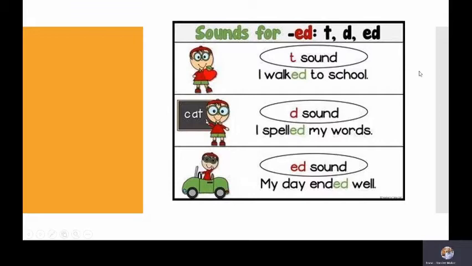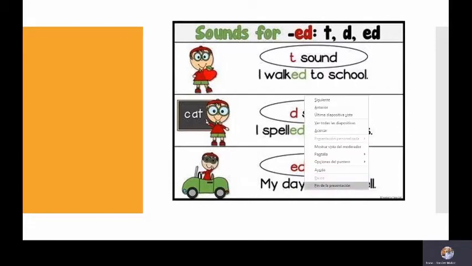For example, t as in I walked to school, d as in I spelled my words, and id as in my day ended well. Okay, so I'm going to play a video for you that is quite clear.